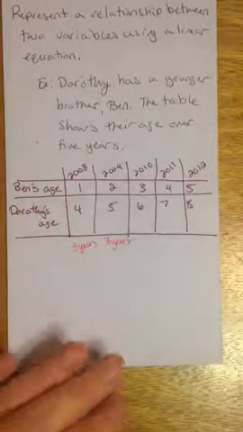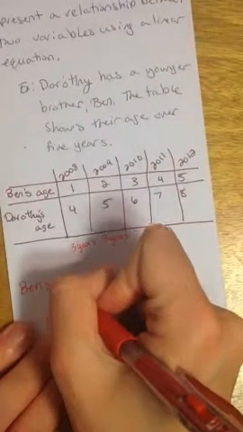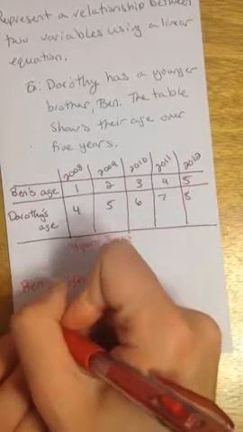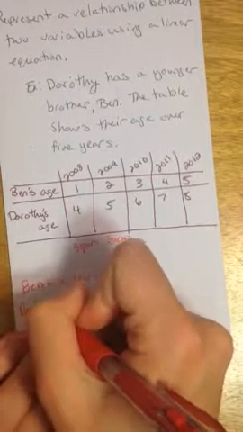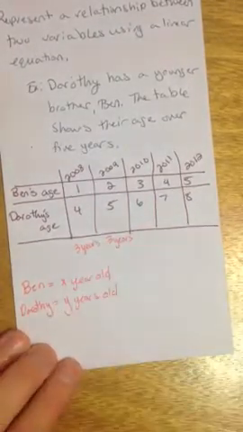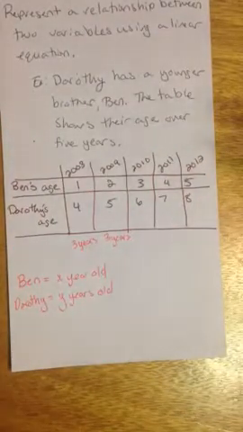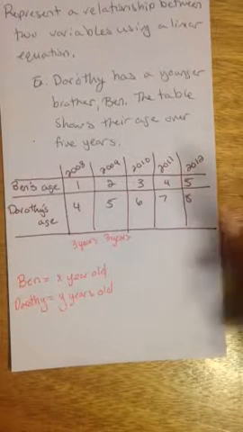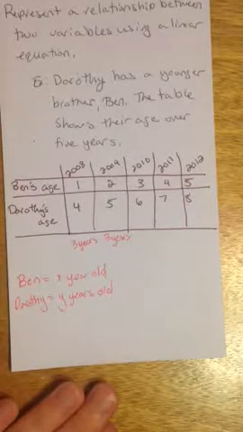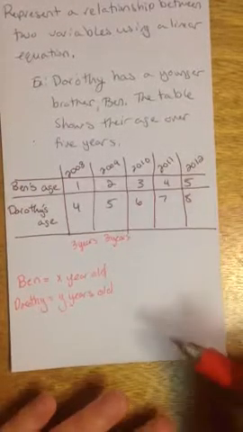So what I might say is I'm going to let Ben equal X years old. And I'll let Dorothy equal Y years old. Okay. So again, I just chose X and Y. You could have chosen B and D, however you want to do it. But it's good if you write it off to the side so you remember which variable is with Ben and which variable is with Dorothy. Okay. If you use B and D, it'll be pretty easy.